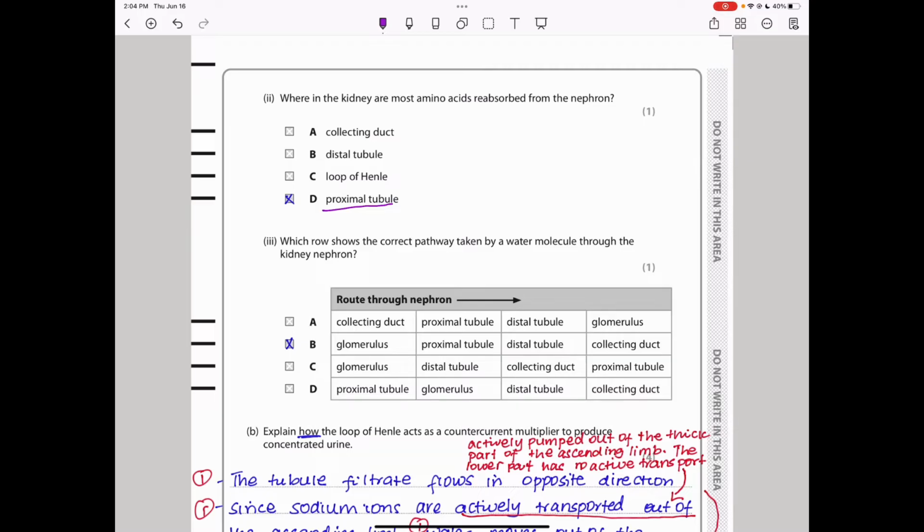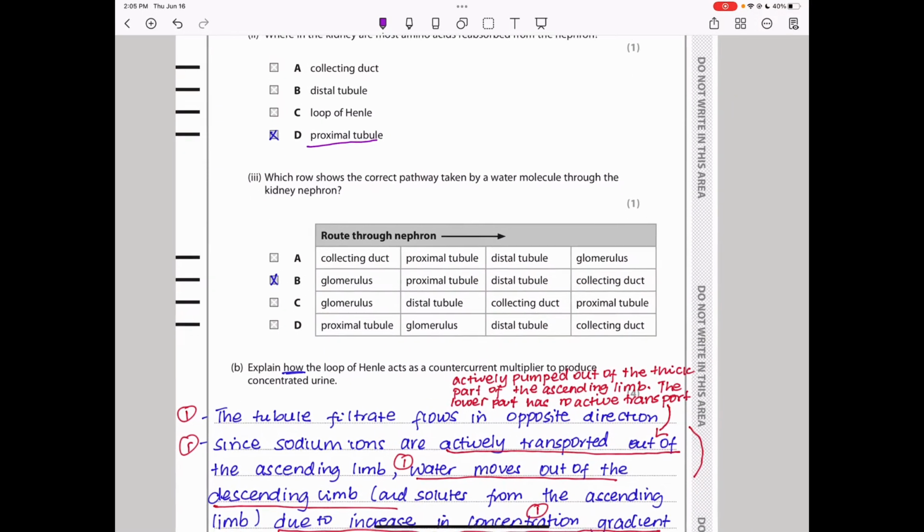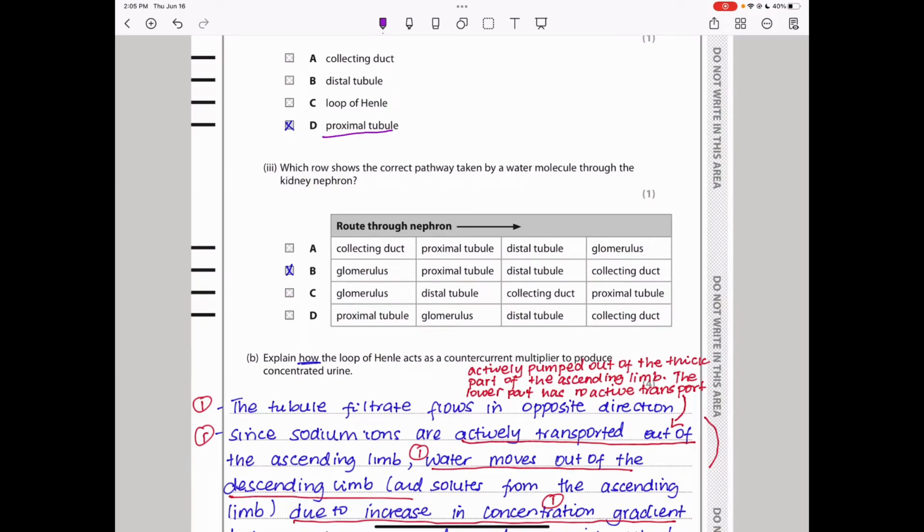And the next part says, which row shows the correct pathway taken by a water molecule through the kidney nephrons? The water molecule is going to move, of course, through the kidney tubules. It will begin with the glomerulus. Kidney tubules do not begin with the collecting duct. That's at the end. They do not begin with that, so glomerulus first. And then they go to the proximal before the distal, and finally to the collecting duct. So the answer here should be B.